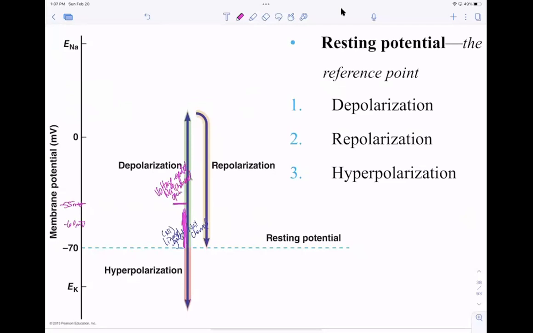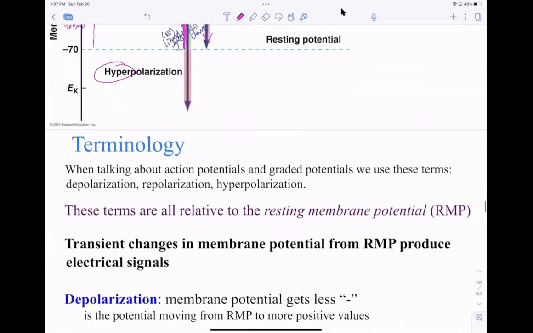And this is where you see the greatest depolarization. Why is it called depolarization? Because when things are polarized, they're far apart. And so negative 70 is far apart from zero, but when sodium comes in, it gets closer to zero. So it's depolarizing it. When you bring it back down to negative 70, you're repolarizing. And when you go past the resting membrane potential of negative 70, you have hyperpolarized it.